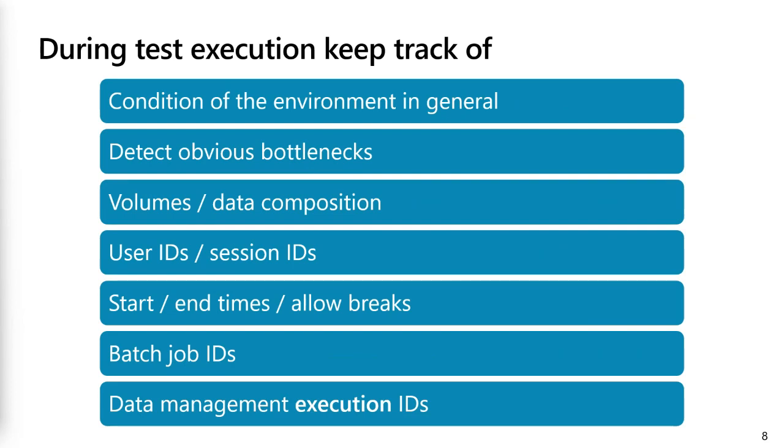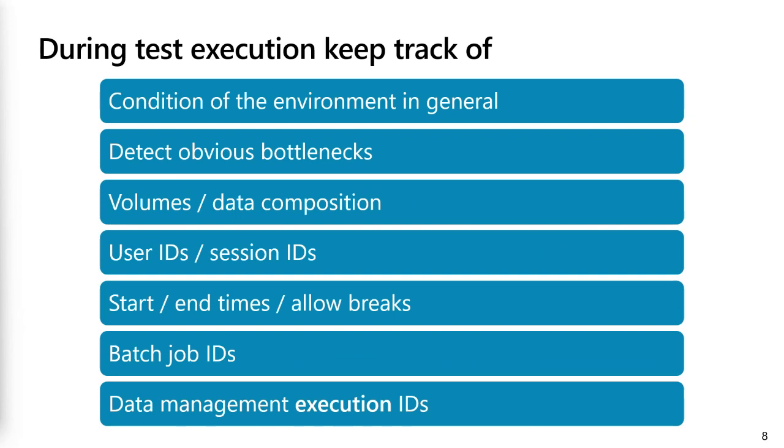During the test execution, collect information. Later, you might not remember the specifics or they are not available anymore. This includes the condition of the environment in general before the test starts, and during the test execution, high-level performance metrics. Detect and identify obvious bottlenecks early, for instance blocking that harm the test case execution.